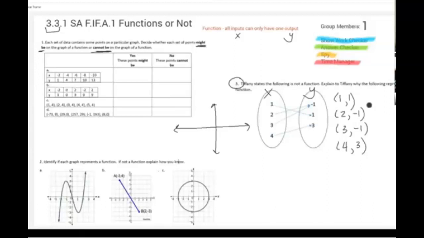So over 1, up 1. Over 1, up 1. Okay. Over 2, down 1. Over 3, down 1. Over 4, up 3.